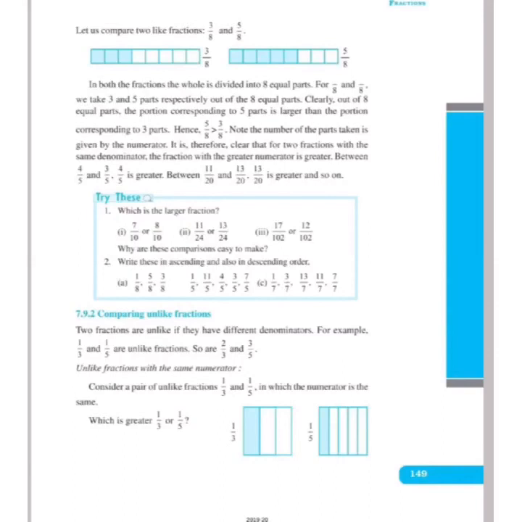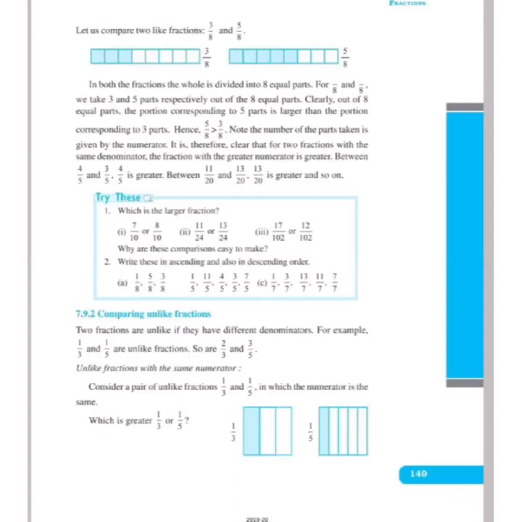Children, see one more example between 11 upon 20 and 13 upon 20. Which one is greater? Here the denominators are 20. Both the fractions have denominator 20. So these are like fractions. Now we will compare the numerators. So 11 and 13. Children, here 13 is greater than 11. So 13 by 20 is the greater fraction.